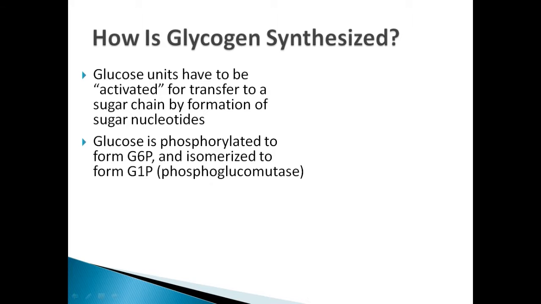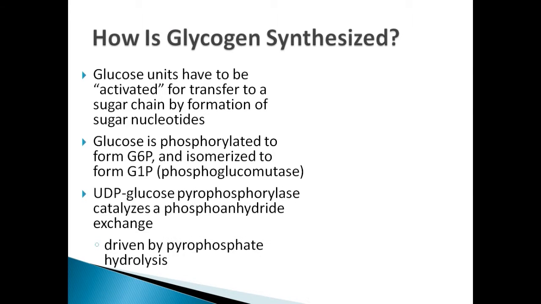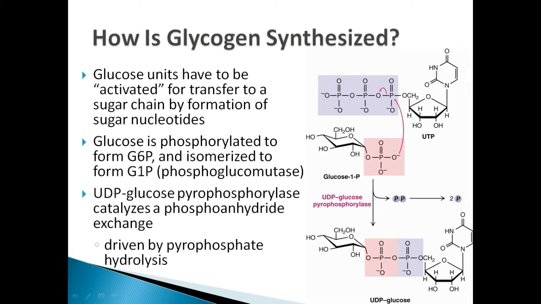It doesn't require energy, and from there an enzyme called UDP glucose pyrophosphorylase catalyzes a phosphoanhydride exchange, and this is driven by the pyrophosphate hydrolysis. So what are we talking about? Well, in this case UTP is the trinucleotide that will yield the energy for activating glucose in order to allow it to be built into the growing glycogen chains later on.